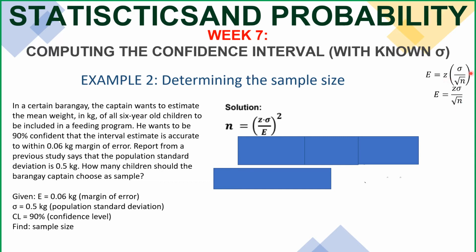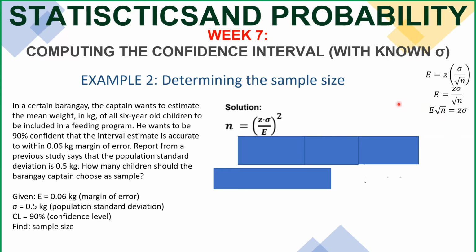So, multiply numerator by numerator and denominator by denominator. So, the denominator of Z is 1, di ba? Kaya 1 times square root of n lang siya. Kaya square root of n sa denominator natin. And then, we cross multiply or we multiply both sides of the equation by square root of n para matanggal yung square root of n natin sa denominator. So, we have E square root of n is equal to Z sigma. So, cancel na yung square root of n dito kasi multiply natin both by square root of n. Natira is Z sigma. So, dito naman, multiply by square root of n, that is E square root of n.